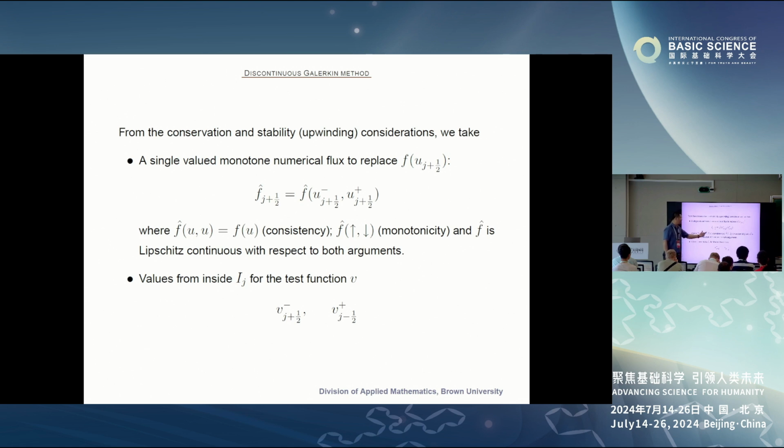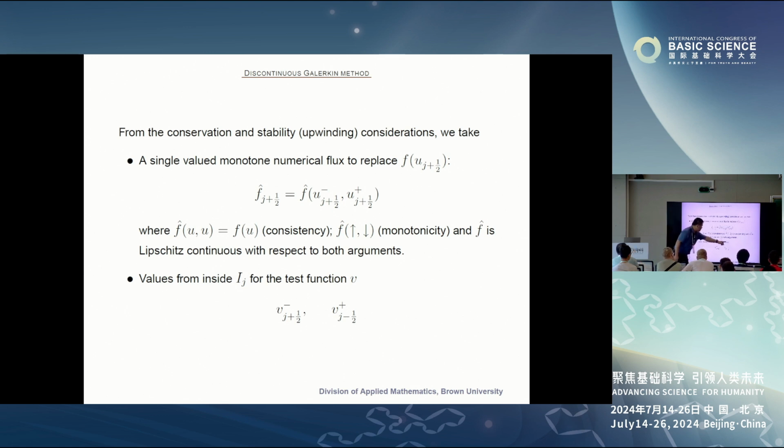The first property is consistency. So what happens if the function happens to be continuous there? Then you better recover the physical flux. So that's the first part. The second part, which is crucial for stability, is the so-called monotonicity, which is upwinding, which means that this function has to be an increasing function in the first argument, decreasing function in the second argument, in the general sense. So increasing means non-decreasing. Okay, and this is what you do with this ambiguity.